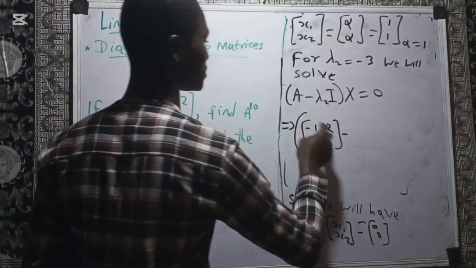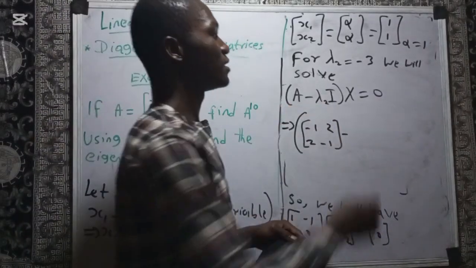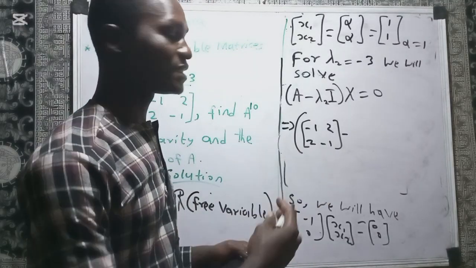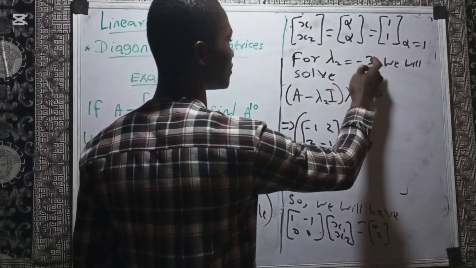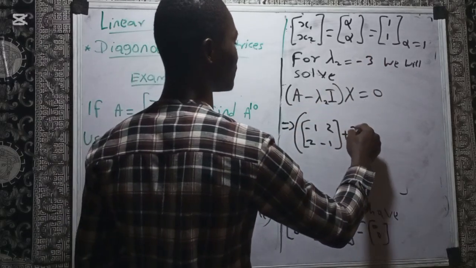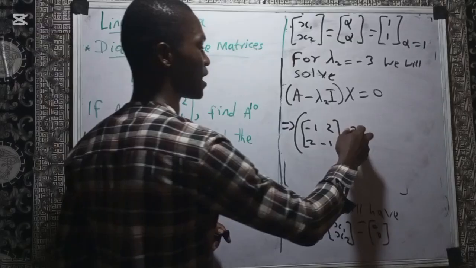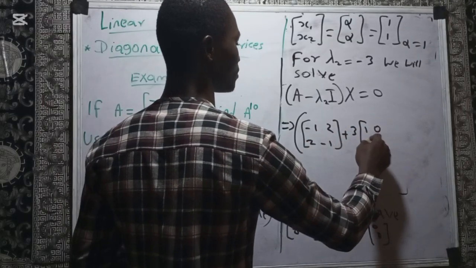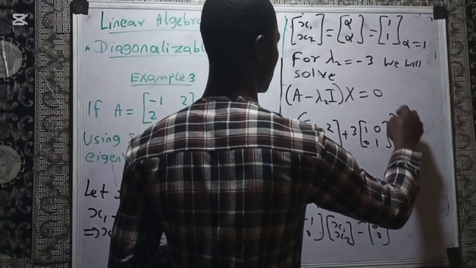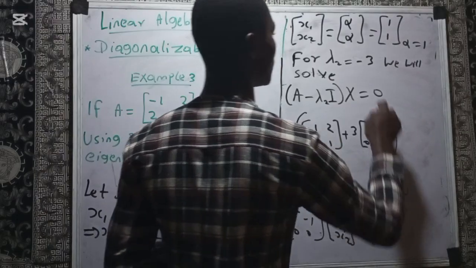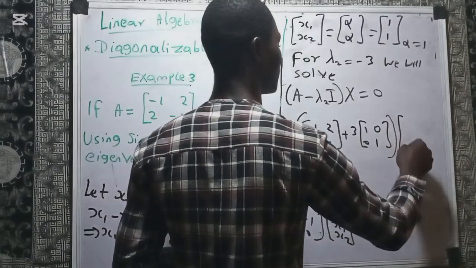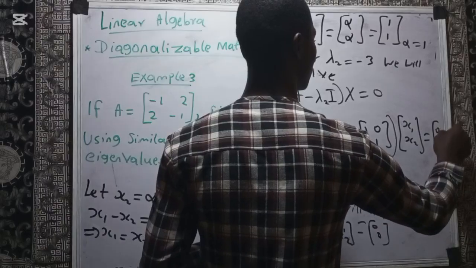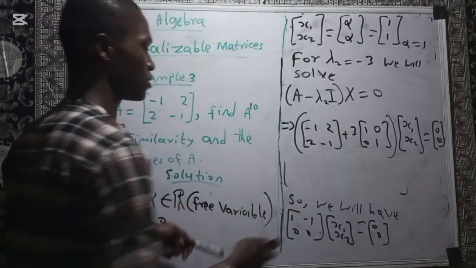Then minus our lambda 2 is negative 3. So negative with negative, we have positive 3 I, and our I is the identity matrix. It is 2 by 2 because your matrix A is 2 by 2. Then this is what we have. Then we have this capital X to be, as we had it before, this column vector, then 0, the 0 matrix. So this is what we have.